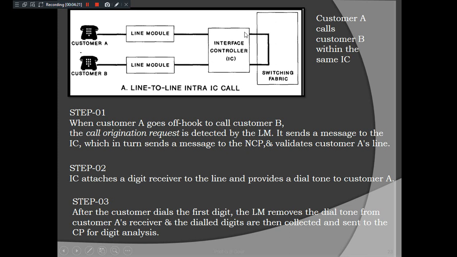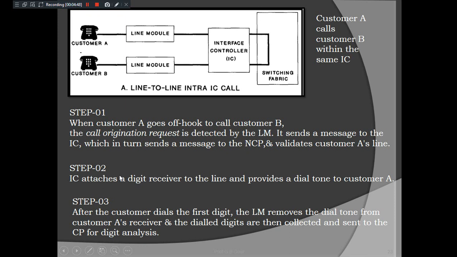Also, in the IC, before doing this, it will check whether this call origination request is genuine by checking the line terminating equipment in the line module, to test whether it is occurring due to a line fault. If it is not due to a line fault, the line terminating equipment is working properly and the line module has done the test properly, then it will send a request signal to the IC to verify the calling customer.